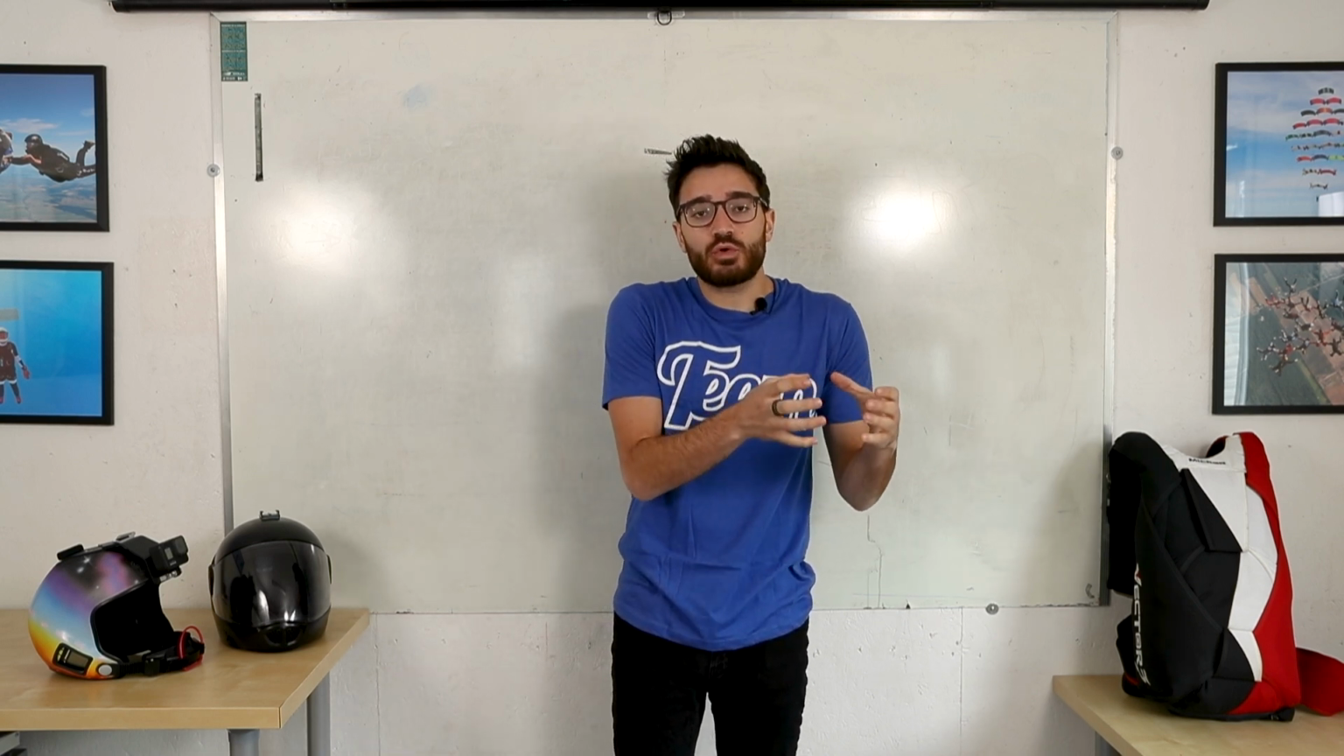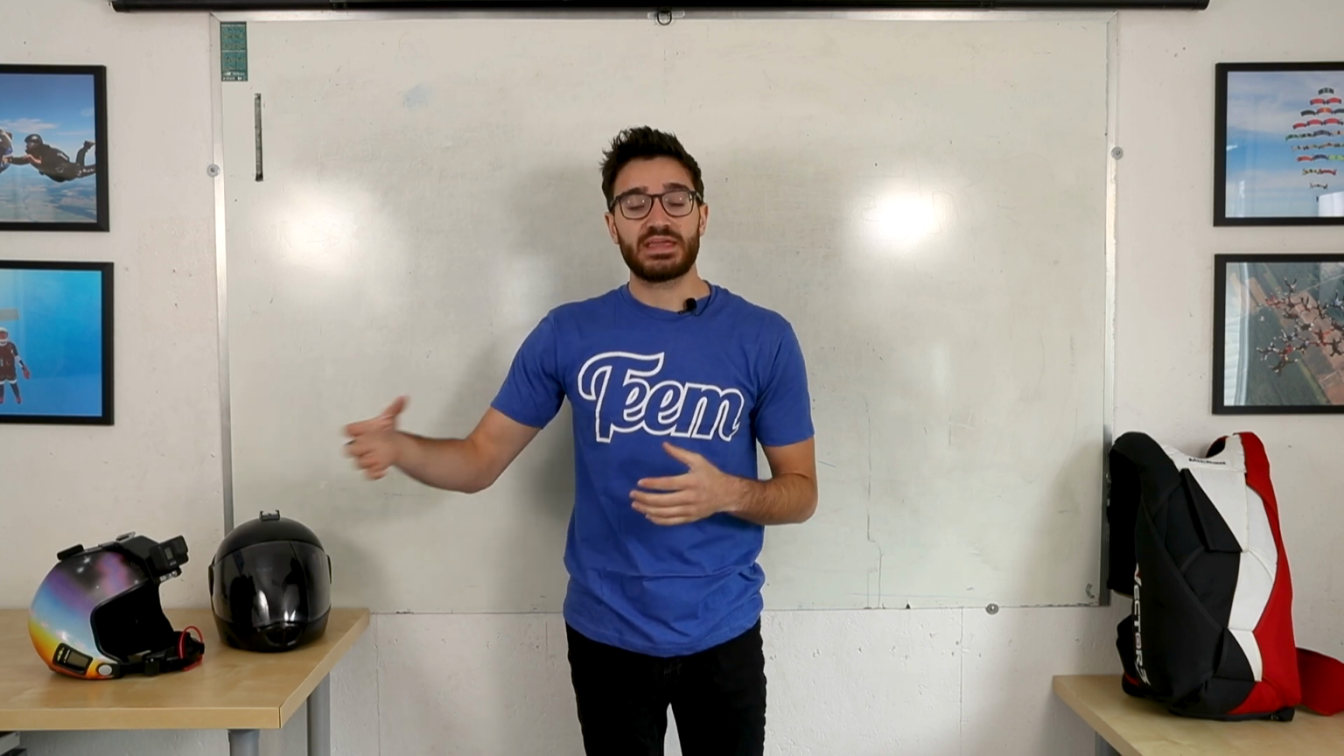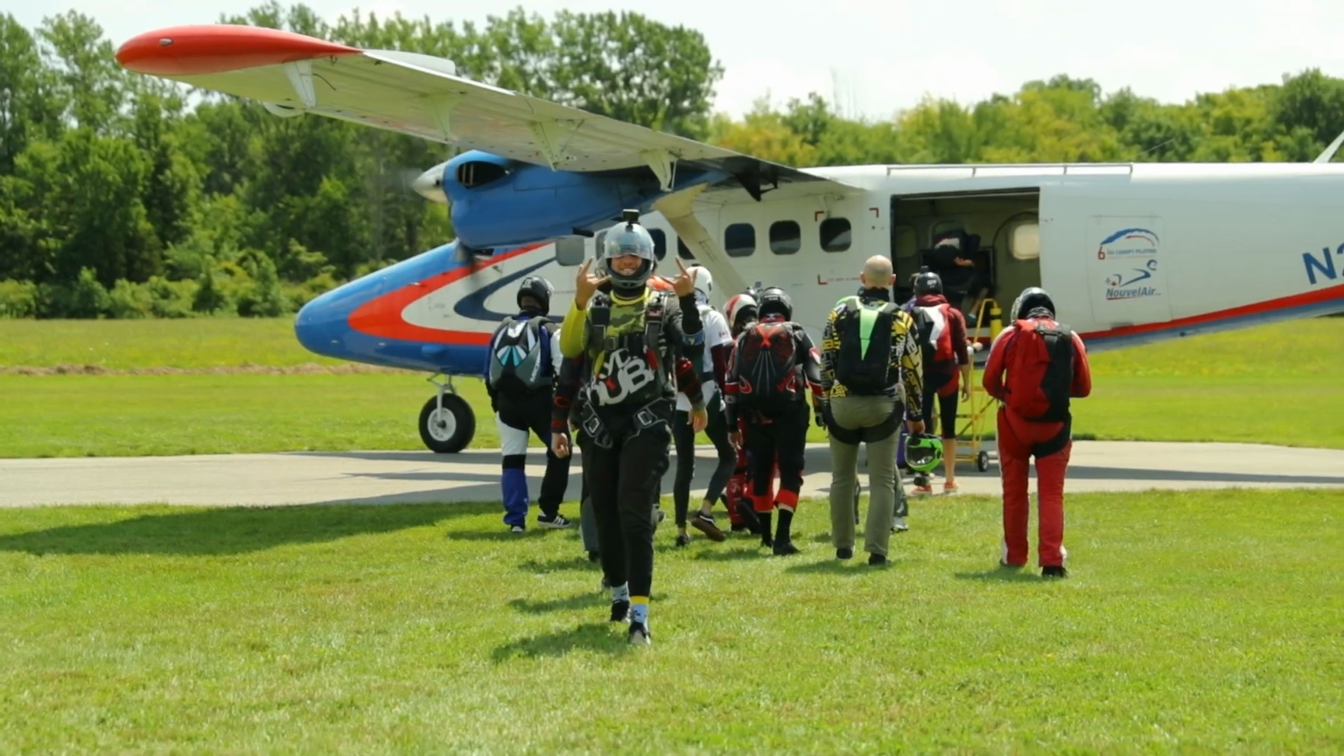All right, so welcome back to the classroom. First order of business, what is exit order? Well, the exit order simply means the order in which the different groups of skydivers are to exit the airplane. Now, today we have big planes, which means that we can fit a lot of different people in there.